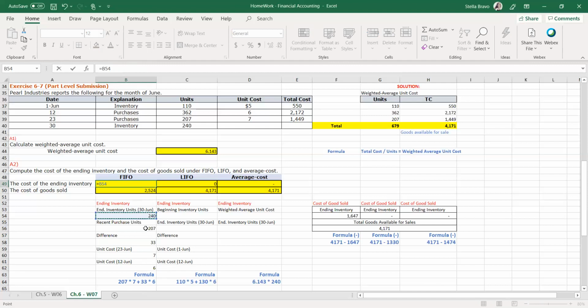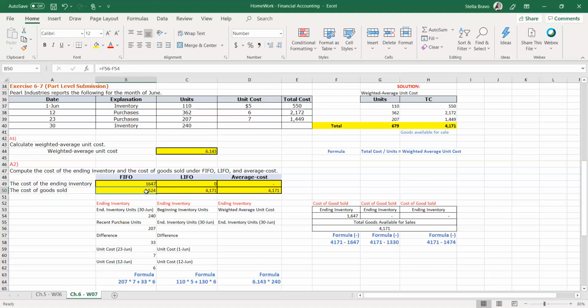So that one times that one, plus the difference times the first purchase unit cost. So, ta-da! Here is our ending inventory amount on FIFO.